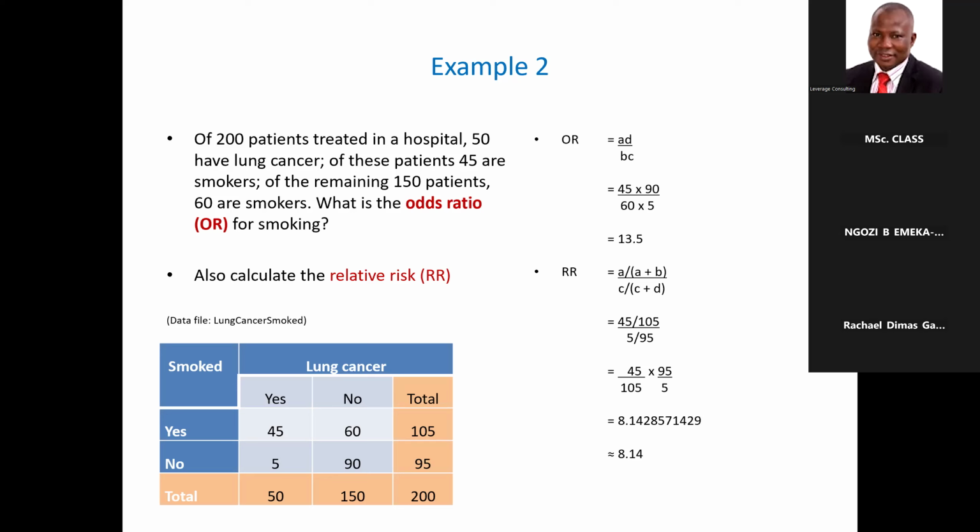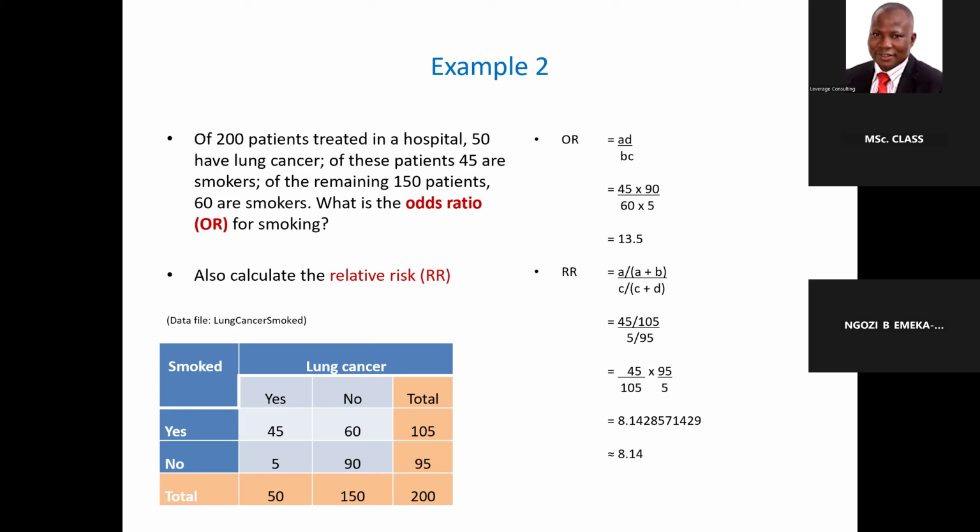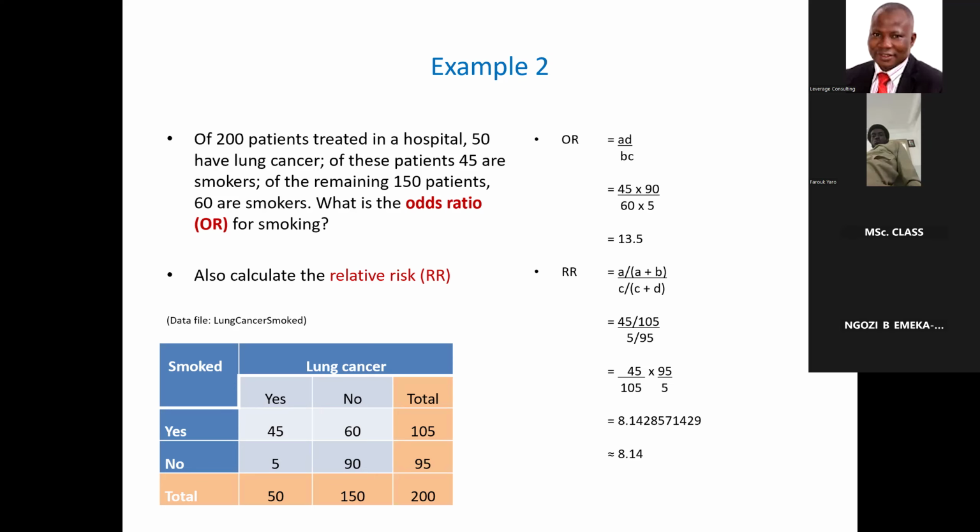Can you see now? The outcome is along the vertical, the exposure along the horizontal. Out of the 50 that have lung cancer, 45 said yes to smoking, 5 said no to smoking. So 45 smoke, only 5 did not smoke. Of the 150 that don't have lung cancer, 60 smoked, 90 did not smoke.